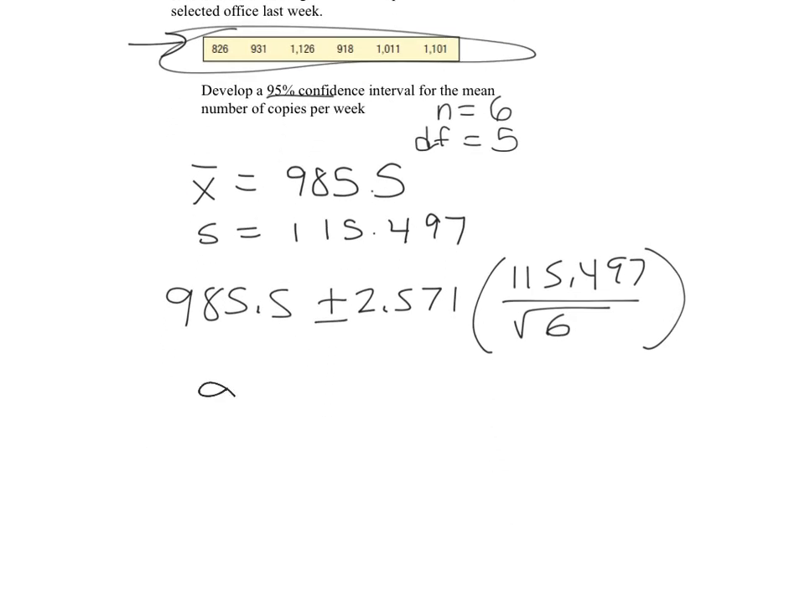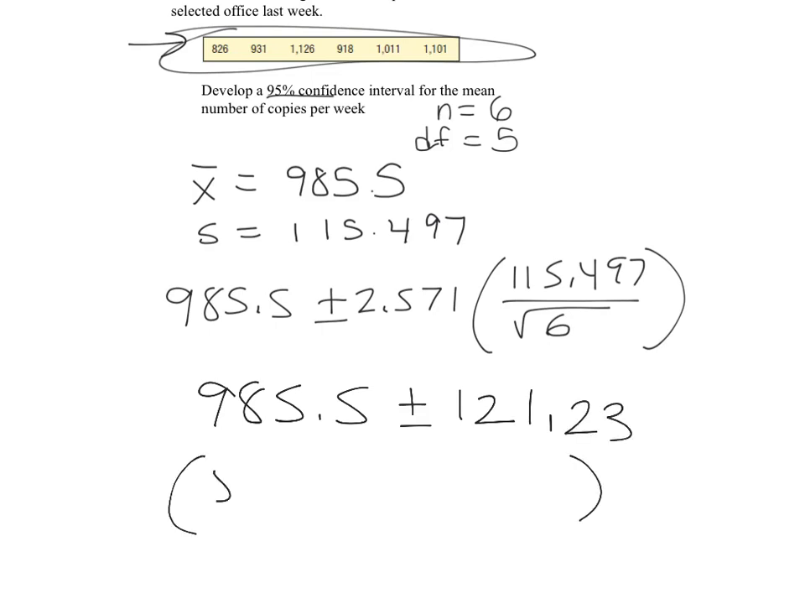And we find that we have a confidence interval of 985.5 plus or minus 121.23, or a range that goes from 864.27 to 1,006.73.